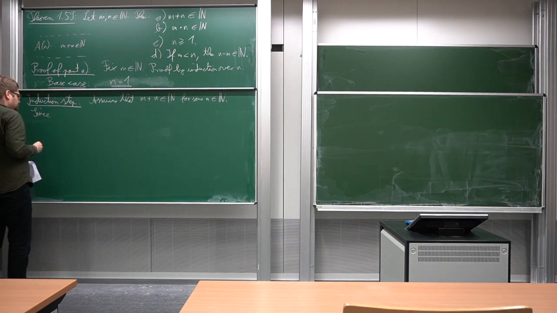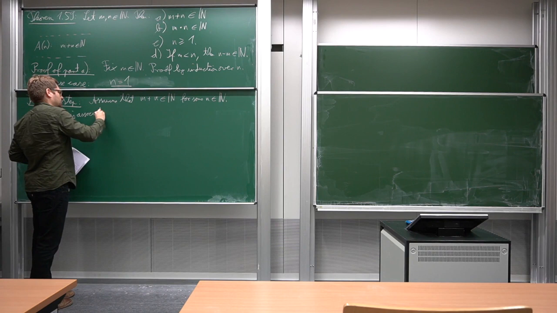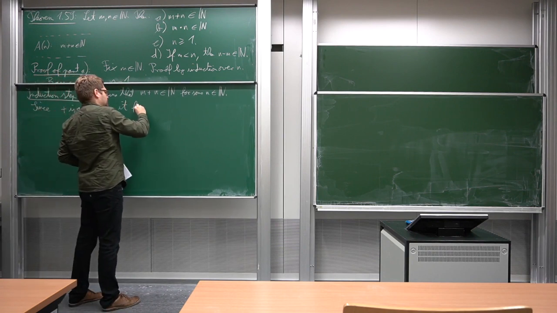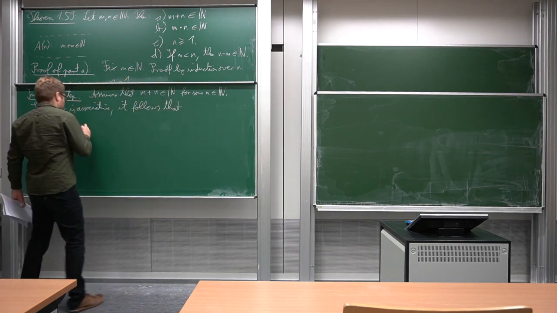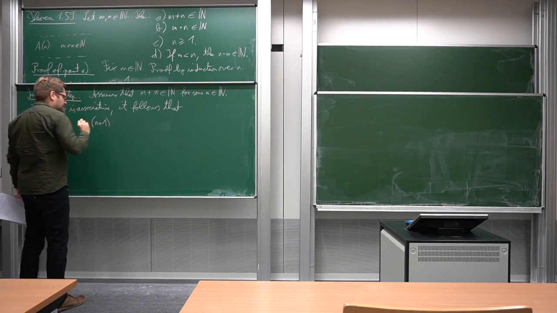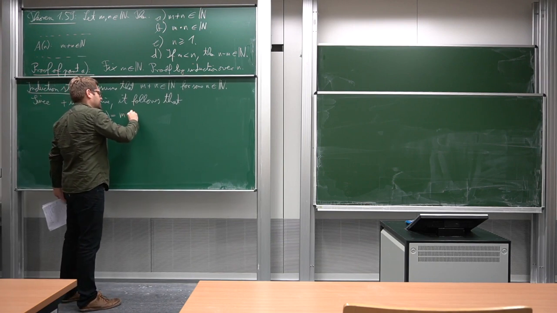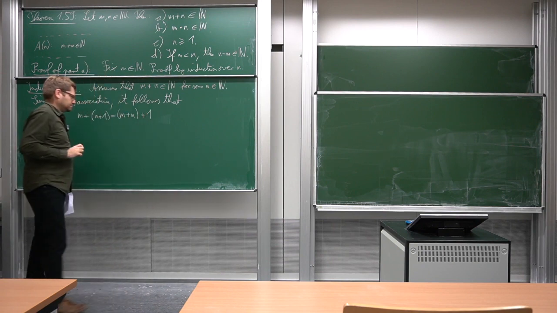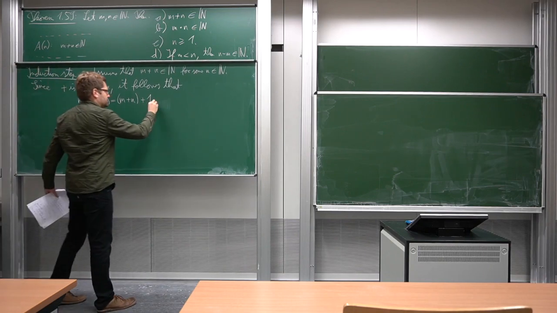Since the addition is associative, and this is all we need here, it follows that... so what we need to show? We need to show that m plus n plus 1 is again a natural number. But the associativity gives us that this is the same as m plus n plus 1. So this is the same as this.